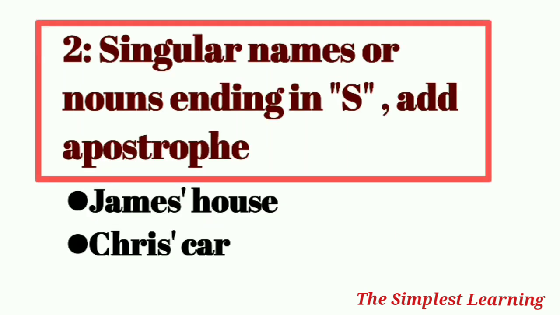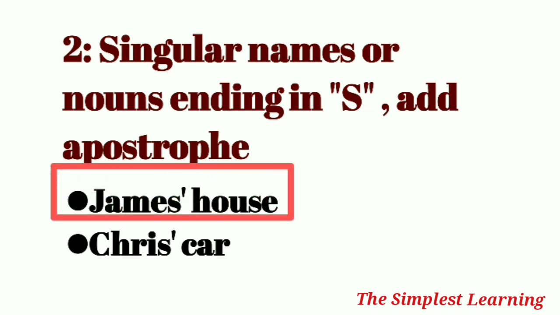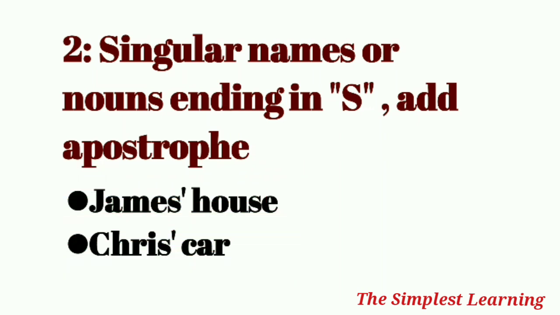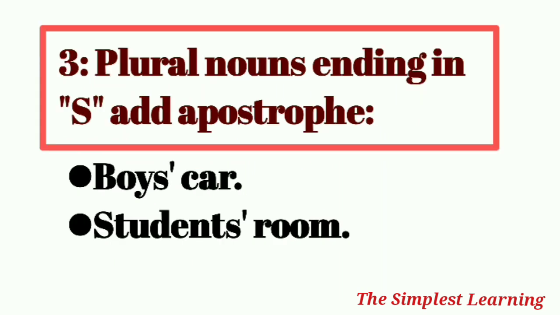Singular nouns ending in the letter S: add an apostrophe at the end of such nouns. Now look at these examples: James' house, Chris' car. These nouns already have the letter S at the end. So we have added only an apostrophe to these nouns to form the possessive. It means that James is the owner of the house and Chris is the owner of the car.